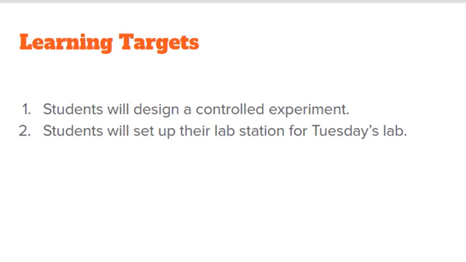Our learning targets today deal with lab design, so students, you should be able to design a controlled experiment where we're looking to manipulate one variable, picking one variable and having that be your independent variable and all the other variables being held constant. And then also you're going to be setting up your lab station so that the materials are ready to go when you walk into the classroom.